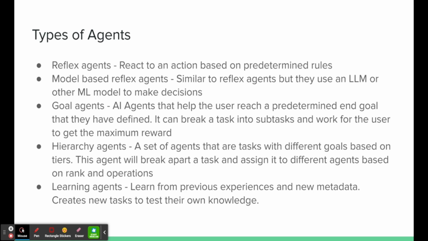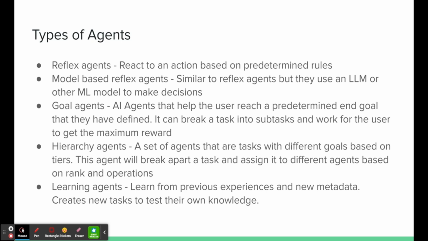And then there are learning agents that learn from previous experiences and new metadata. And then they also create tasks to test their knowledge. These are agents that are sort of crawling the open web and getting information in order to make more informed decisions. These are the decision makers within the autonomous agent workflow, and they can be used with other agents together in order to make an autonomous AI workflow.